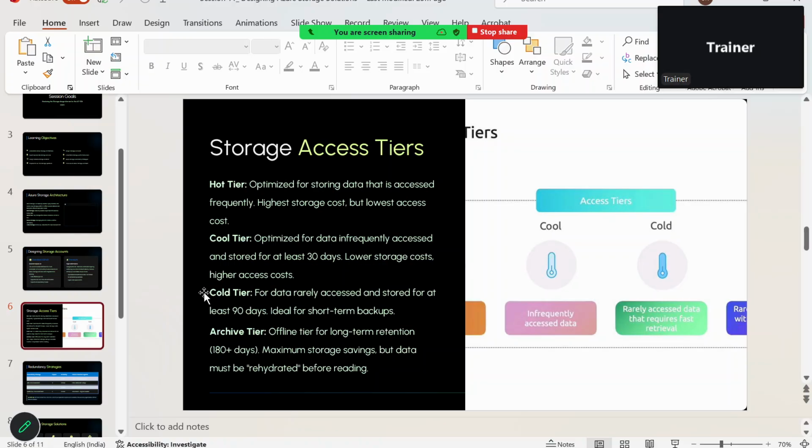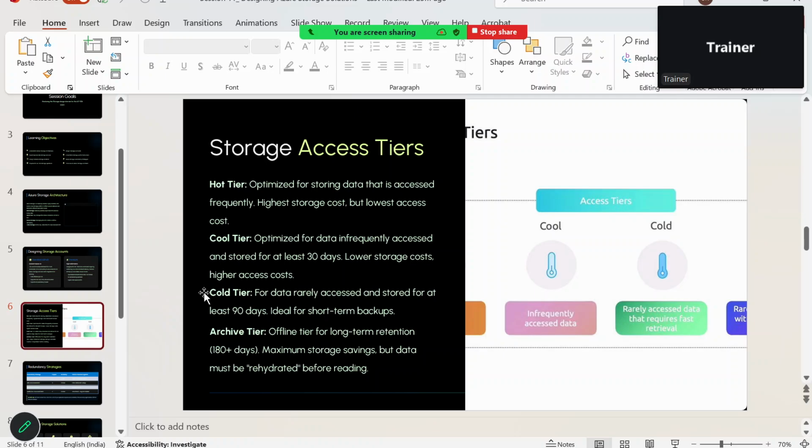Okay. So if I compare the tiers, if the feature is storage cost, it is high in hot, medium in cool, and low in archive. If the feature is access cost, it is low in hot, higher in cool, and highest in archive. If the feature is availability, it is immediate in hot, immediate in cool, and rehydration required in archive. And if the feature is use cases, active data is in hot, occasional access in cool, and long-term retention in archive.